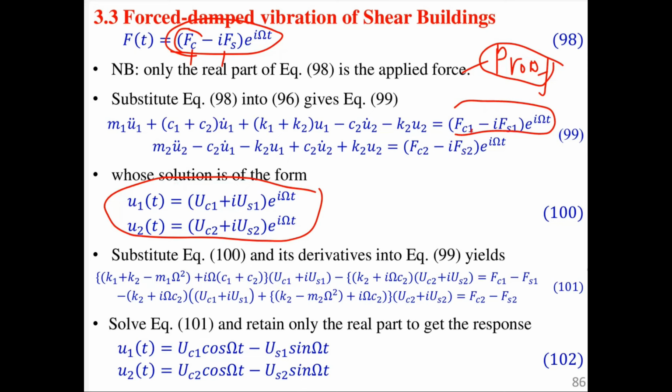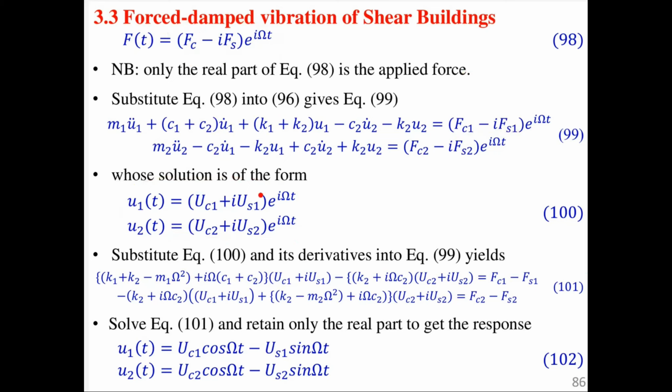So what remains, because we have the solution and the problem, is to just substitute 100 into 99. So you are going to work this out, solving for equation 101, and remember, we retain only the real part. Anything that ends up with i, we ignore, because i is the square root of -1, so it's an imaginary number. Once you eliminate the imaginary part, you should be able to get this. What is U1 and what is U2? What is the displacement of the first floor level and the second degree of freedom?